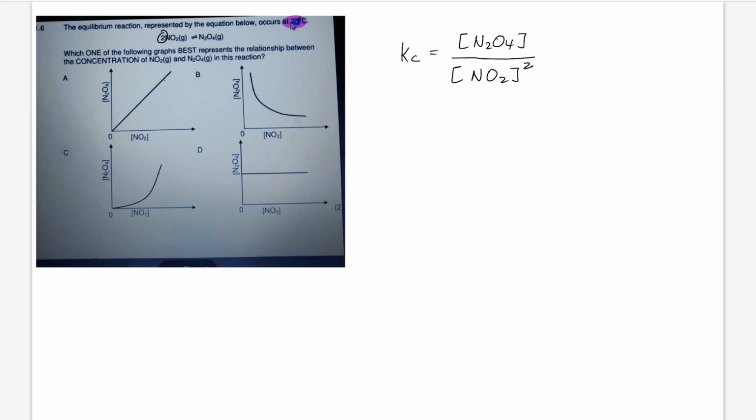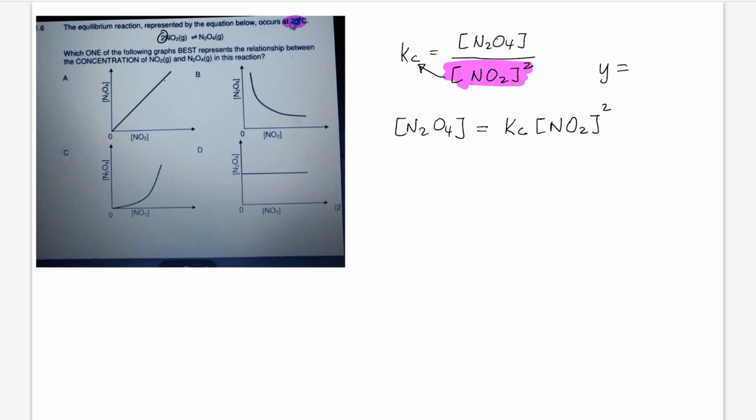Now all we need to do is just rearrange this equation. On my y-axis, I have N₂O₄, so I want to write it in the form y is equal to something. So I'm going to take this whole bottom half and just move it across there. So I'm going to get the concentration of N₂O₄ is going to equal Kc, and remember it's at a constant temperature, so Kc is going to be the same, or it's going to be constant, and then multiplied by the concentration of NO2 to the power of 2.